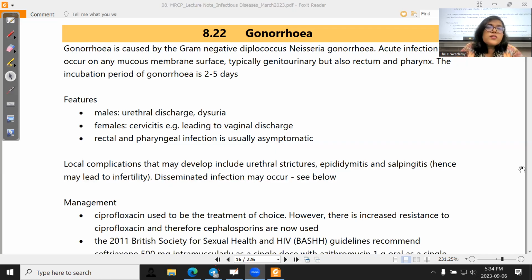It's basic anatomy, because males have one epididymis for ejaculation, and women have 2 fallopian tubes.